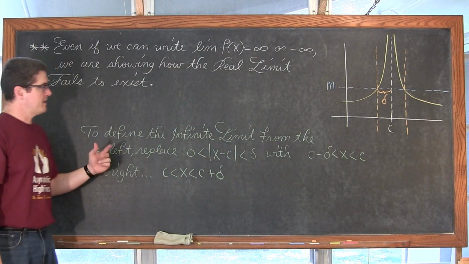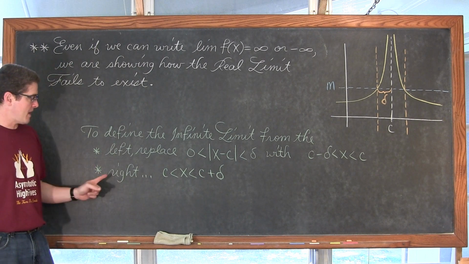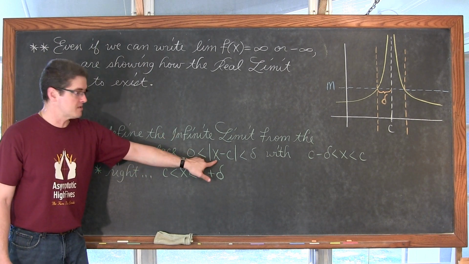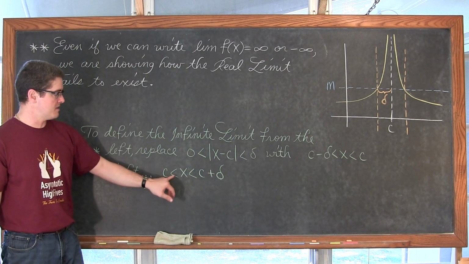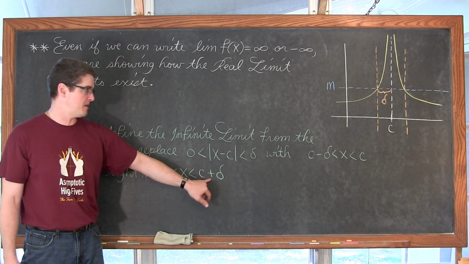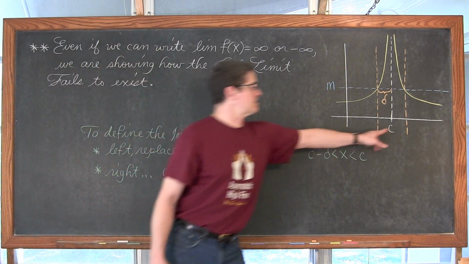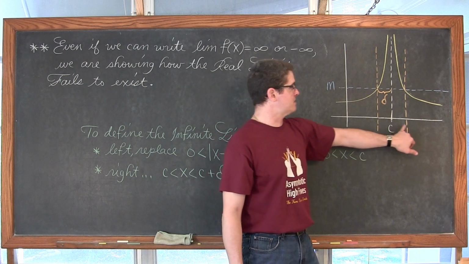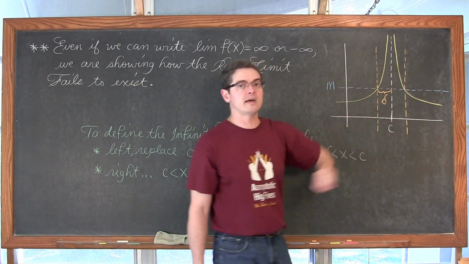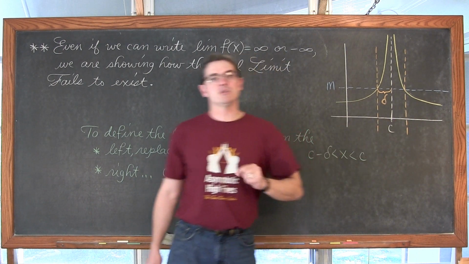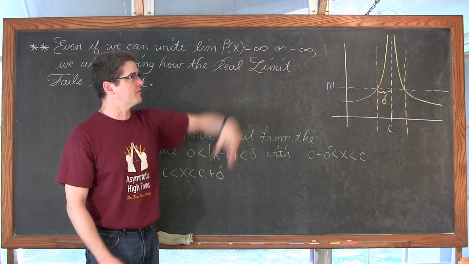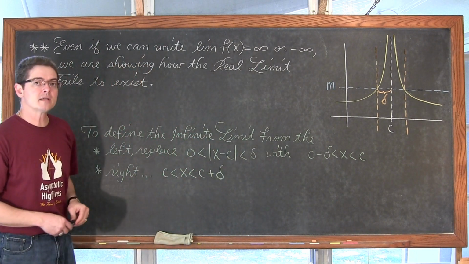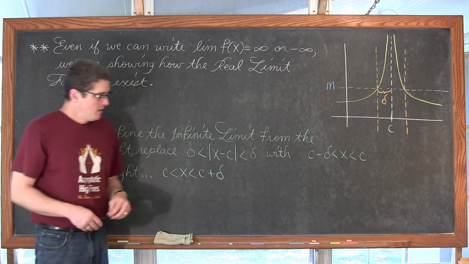If you want to define the infinite limit from just the right, replace, again, this expression with c < x < c + delta, where your x values are greater than c, and you're coming in towards, again, this value of c, and you're looking for that unbounded behavior of the function going up to infinity or down to negative infinity.